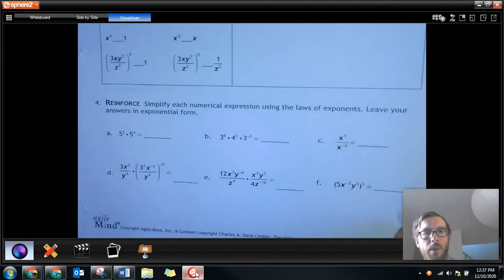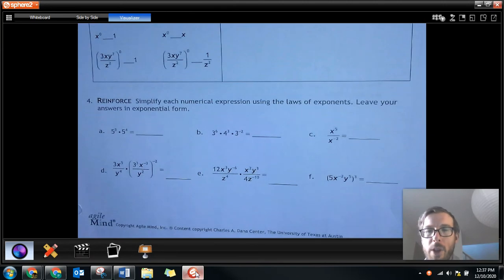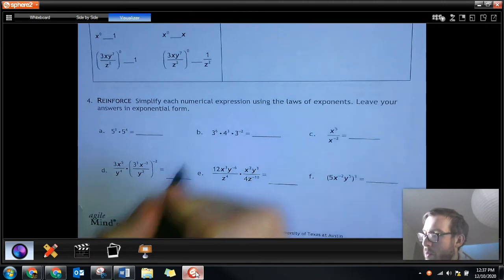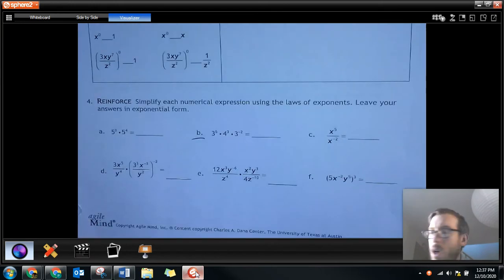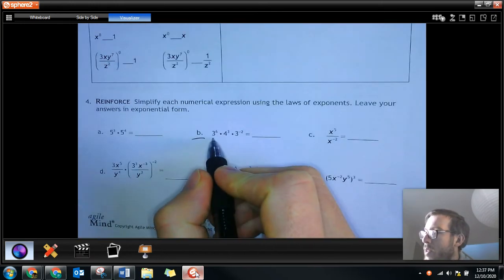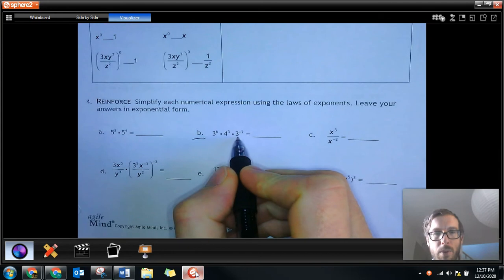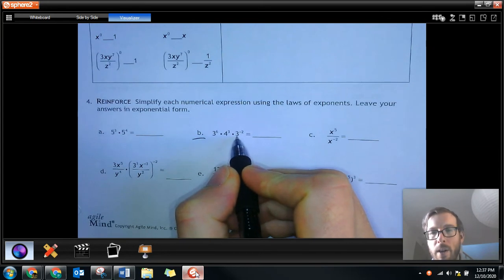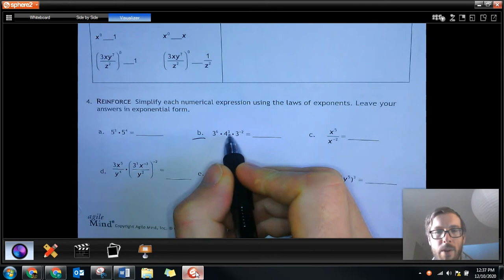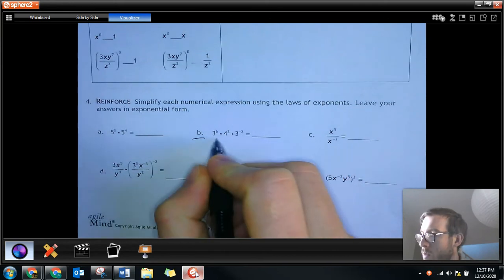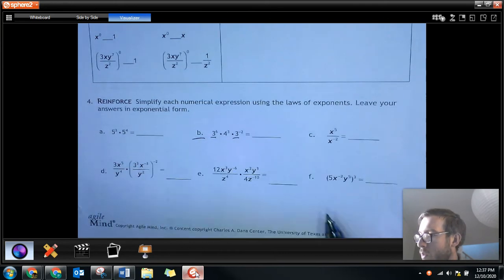For number 4, you're just going to be simplifying. So you're going to be using those rules that we learned. So for example, if we were doing b, we have 3 to the 6th times 4 to the 3rd times 3 to the negative 2nd. And we're going to only combine exponents and powers that have the same base. So that means we're only combining these two.